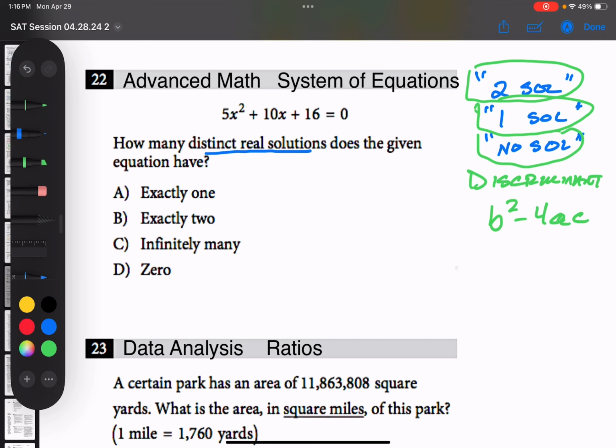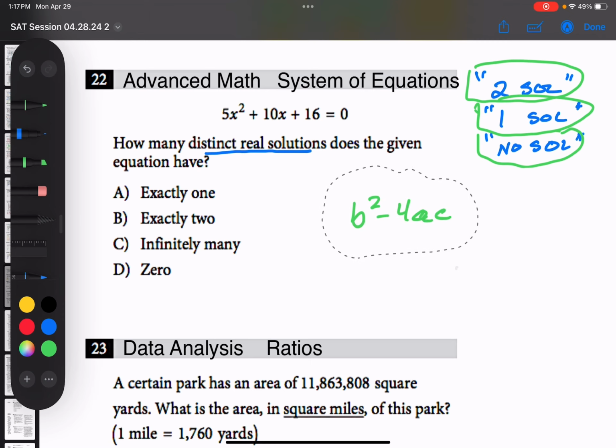Check this out. I'm going to take our discriminant, b squared minus 4ac, and it's going to go here, for the first one, or the second one, or the third one. If it equals 0, we got 1 real solution. If it is greater than 0, we got 2 real solutions. If it is less than 0, we have no solutions.